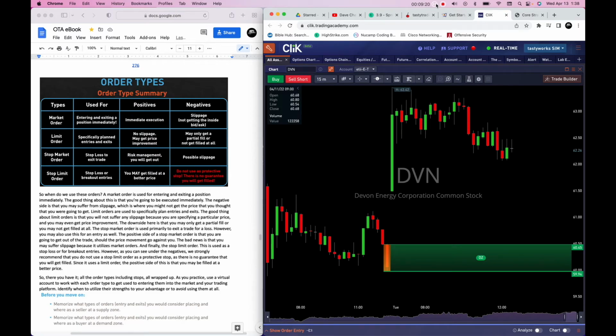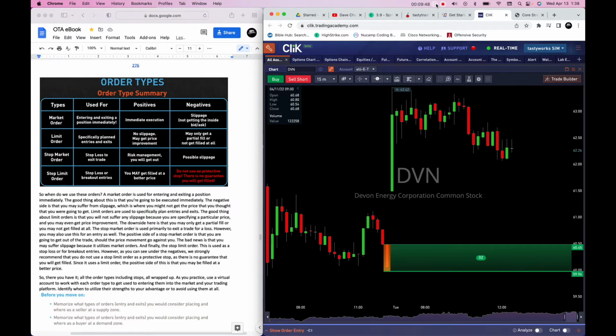So when do we use these orders? A market order is used for entering and exiting a position immediately. The good thing about this is that you're going to be executed immediately. The negative side is that you may suffer slippage, which is where you might not get the price that you thought that you were going to get.